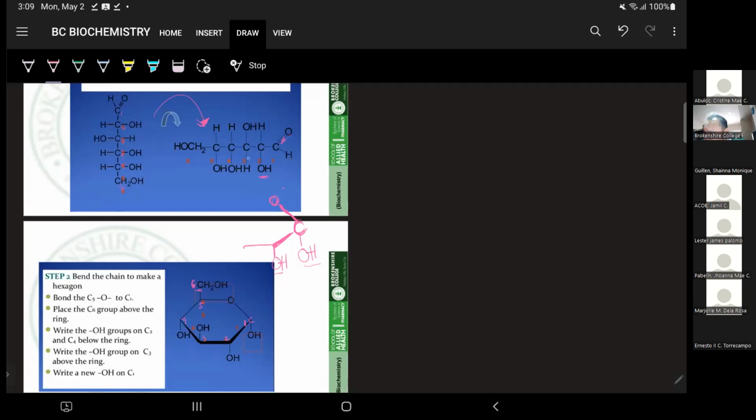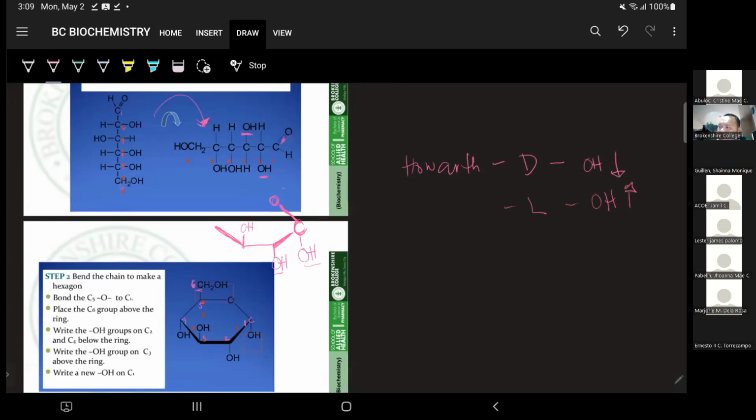Since dito, as you can see here in the Fisher projection, nasa upper yung OH ng third carbon. So therefore, the OH is above, no? Pagkatapos naman, pag-bend niya dito, number 4 nasa baba, no? Nasa left. So, nasa right rather. Pag nasa right, pagdating sa Howard projection, okay, sa Howard, ang dextro mo, ang OH is nasa baba. If yung sa levo mo naman, ang OH niya is nasa taas.